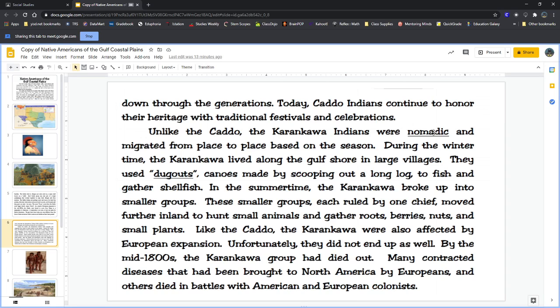The Karankawa didn't do the same thing. They didn't get as much of their food from farming. Because of that, they didn't have to wait around in one place for their food to grow and to become ripe before they could pick it and eat it. They would move around. One of the reasons why, and we'll read it right here, is that a lot of their food they would get from hunting or fishing.